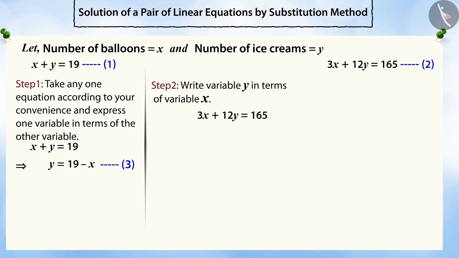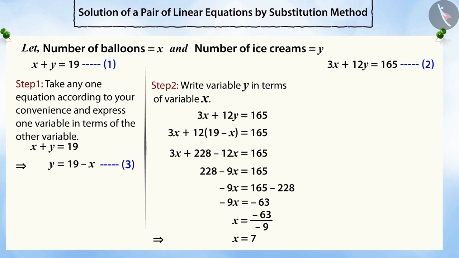In the next step, we substitute the value of y in the other equation. Like here, we have taken the value of y from equation 3 and replaced it in equation 2. By doing so, we get a linear equation in one variable. Solving this further gives us the value of variable x, which is equal to 7.